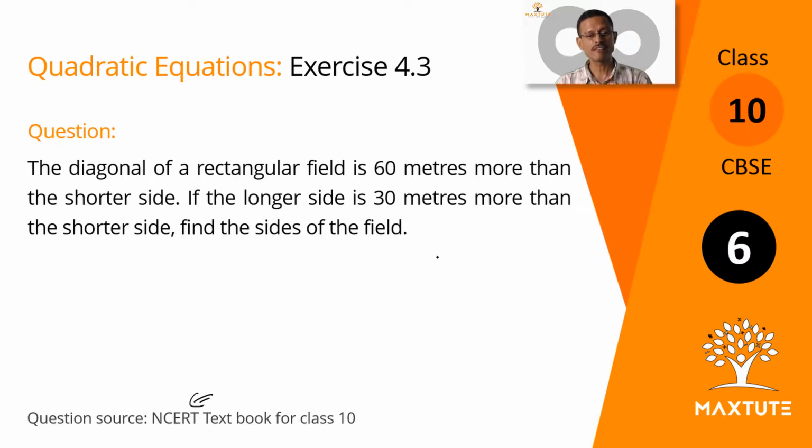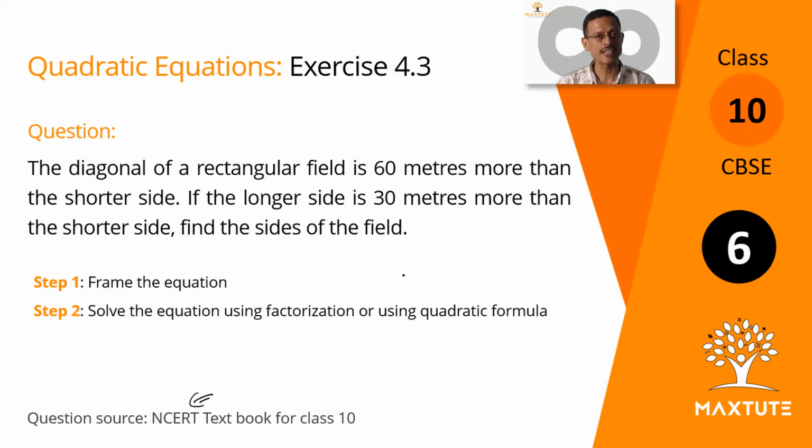So essentially we've been given the measure of the diagonal and the longer side in relation to the shorter side. Using this, first step, let's frame the equation. The equation that we'll be getting is obviously a quadratic equation. Step 2, we'll either factorize the quadratic equation if it's possible. Otherwise, let's use the quadratic formula to find the answer.